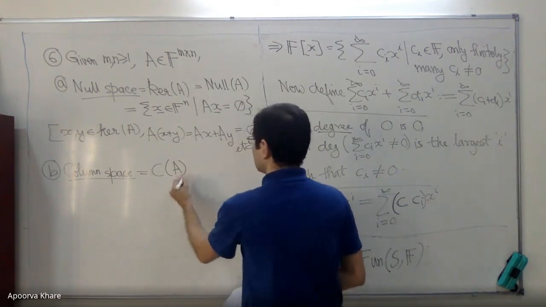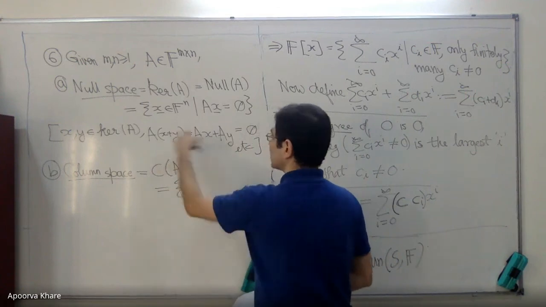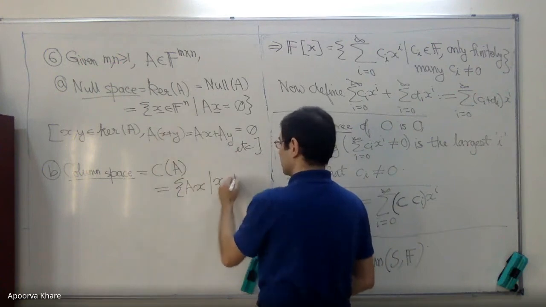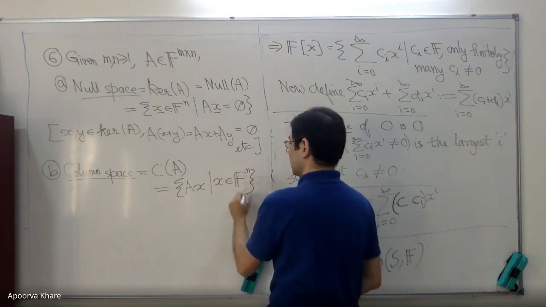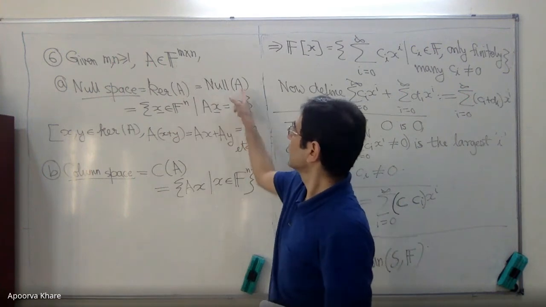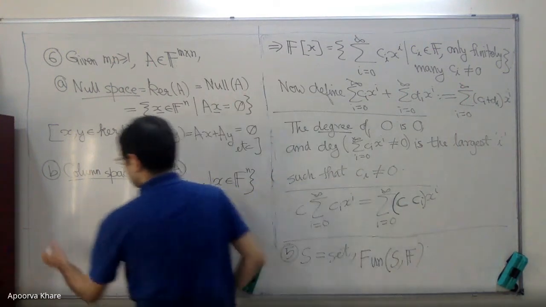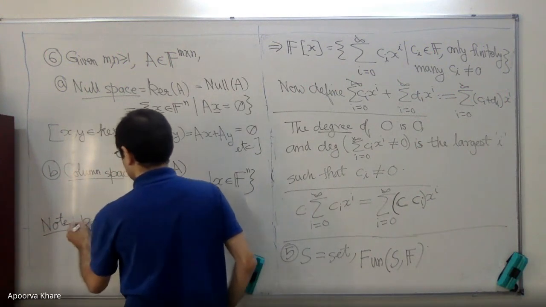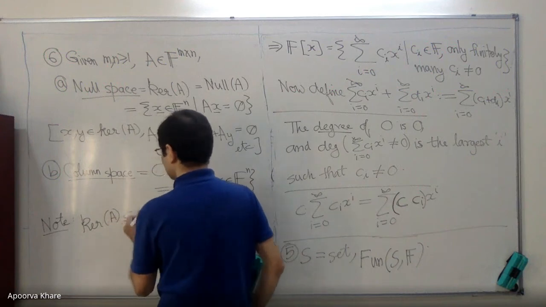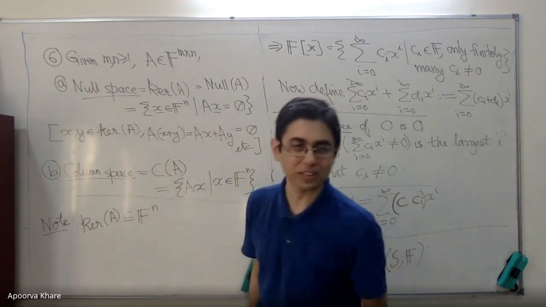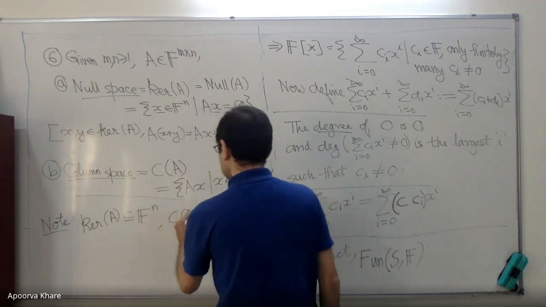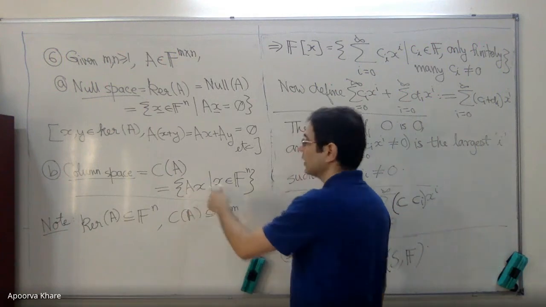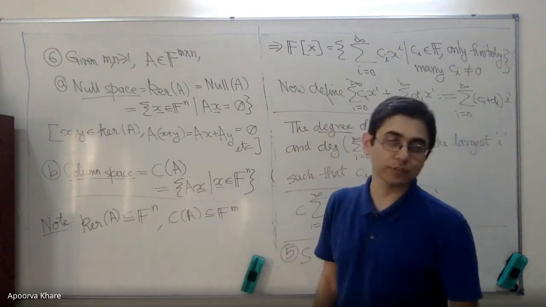The kernel is the set of vectors that get killed. The column space is the output vectors, AX such that X is in F to the N. Note that the kernel of A is a subset of F to the N. I haven't told you what a subspace is yet. But the column space of A is also a subset of F to the N, because you act on a vector of size N, and therefore you become a vector of size N.